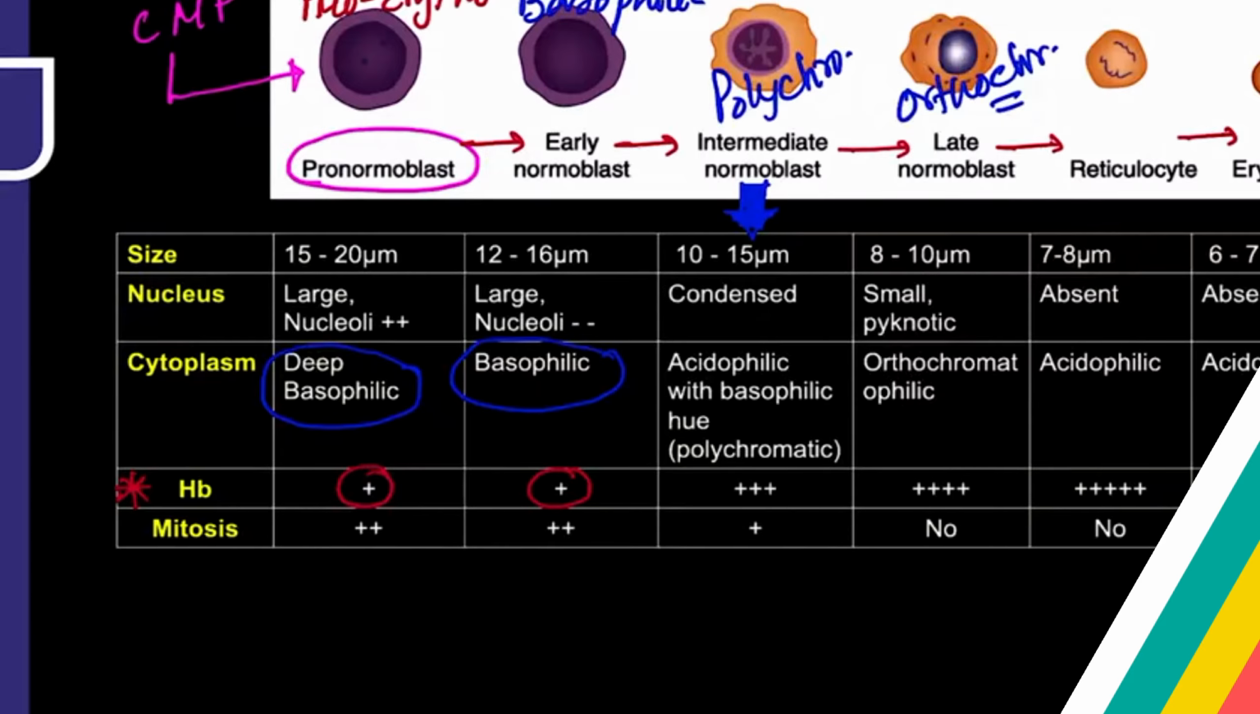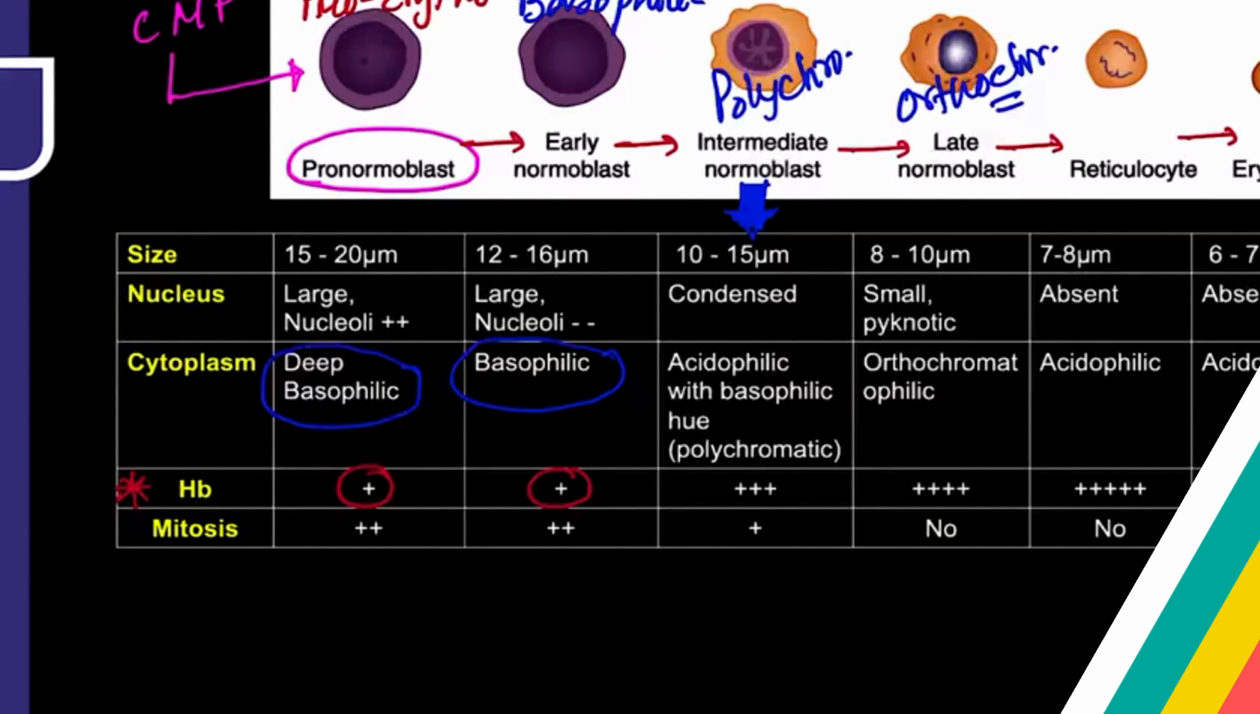But this amount of hemoglobin which is present here is so minute that the Giemsa stain or Romanowsky group of stain will not be able to stain this hemoglobin. Hemoglobin takes a pinkish type of color, so it will not be able to stain this hemoglobin. The amount is so less. So here the staining character of hemoglobin, that is the pinkish color, is not going to be seen.